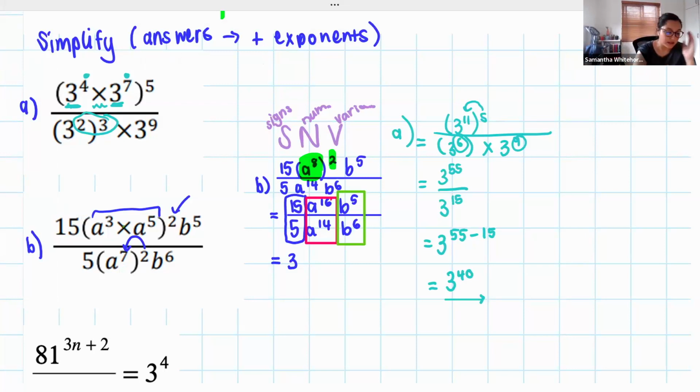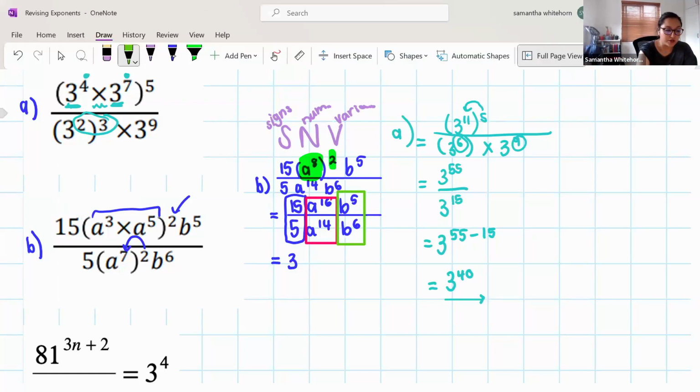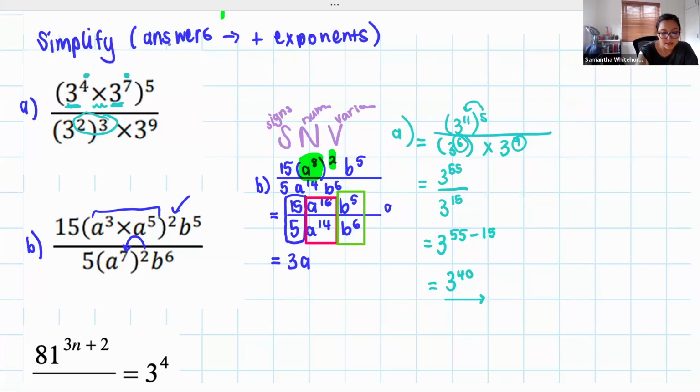If we do apply the exponent law, this is division, so this is telling me to subtract my exponents. So I would have a to the power 16 minus 14, which gives me a to the power 2. And then I would have b to the power 5 minus 6, which gives me b to the power negative 1. Now remember I said we want to leave all of our answers with a positive exponent.